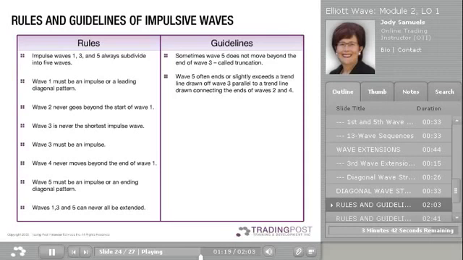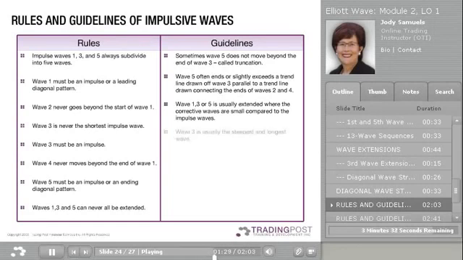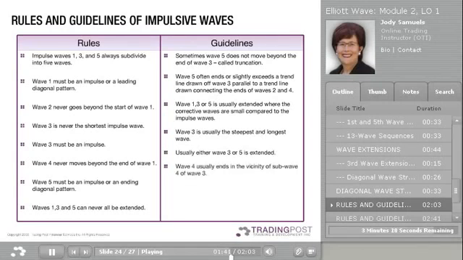3. Wave 1, 3, or 5 is usually extended, where the corrective waves are small compared to the impulse waves. 4. Wave 3 is usually the steepest and longest wave. 5. Usually either wave 3 or 5 is extended. 6. Wave 4 usually ends in the vicinity of sub-wave 4 of wave 3.